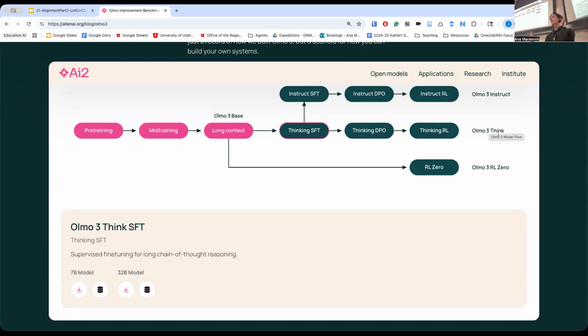Before we go, I won't talk too much about what reinforcement learning with verifiable rewards is, but do you have any questions before we move forward?